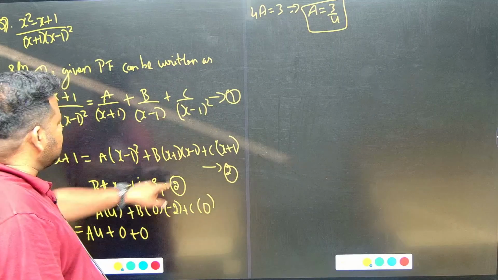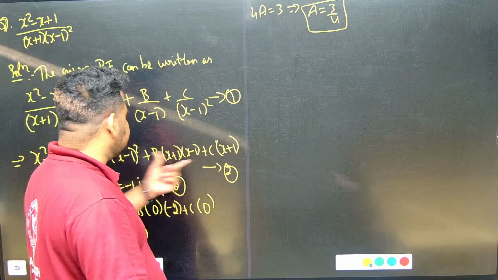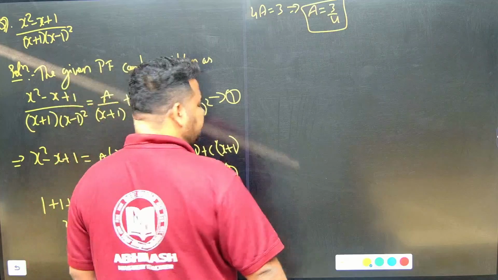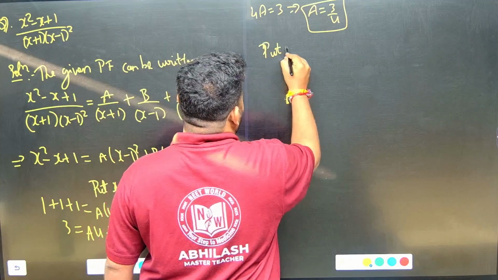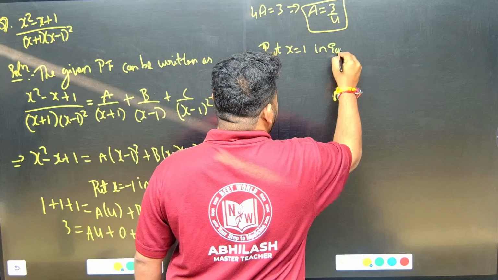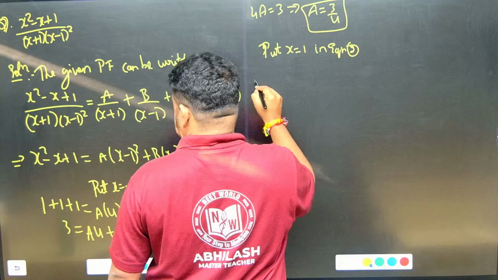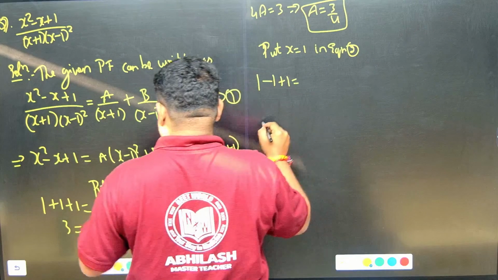I can put x is equal to 1. Because I can eliminate a and c here, I can put x is equal to 1 and find out b. Okay, put x is equal to 1 instead of minus 1, put x is equal to 1 in equation 2. So, this will become what? x square is 1 minus 1 plus 1. Okay, this will become what? 1 minus 1 is 0.